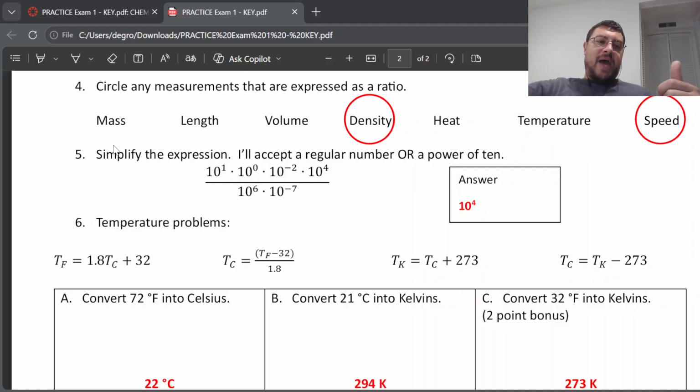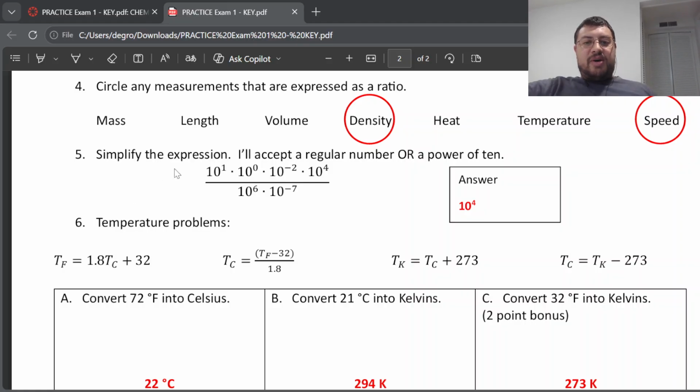Okay. So mass, no, it's just like grams, right? Length is just distance, volume. It's not a ratio because it's length, but in 3 dimensions. So liters, it's not like liters divided by something else. Okay, density is a ratio because it's mass divided by volume. It's mass compared to volume. Heat, calories, it's not a ratio. Temperature, it's not a ratio. Speed, it's miles per hour, meters per second. So it's something divided by something else. That is a ratio.